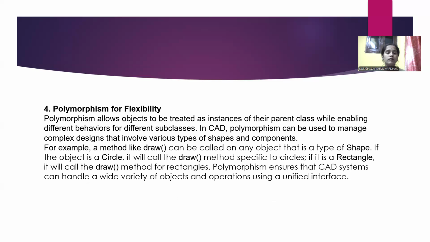Fourth one, polymorphism for flexibility. Polymorphism allows objects to be treated as instances of their parent class while enabling different behaviors for different subclasses. In CAD, polymorphism can be used to manage complex designs that involve various types of shapes and components. For example, a method like draw can be called on any object that is a type of shape. If the object is a circle, it will call the draw method specific to circles. If it is a rectangle, it will call the draw method for rectangles.